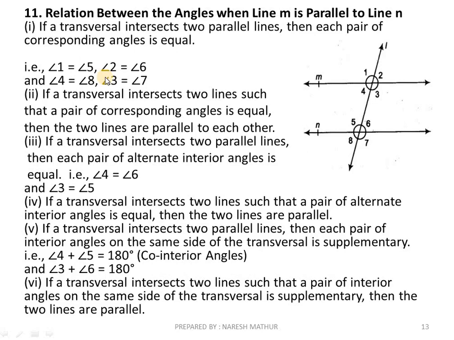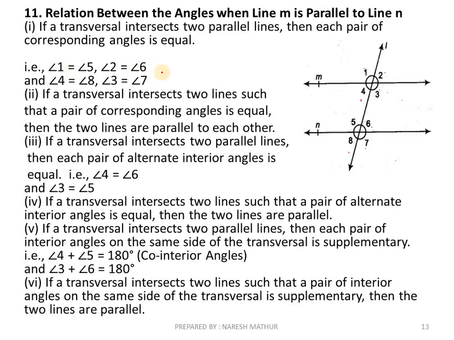Alright, now if M and N are parallel, then the corresponding angles will be equal, and alternate interior angles will be equal. And the sum of co-interior angles will be 180 degrees, that is 4 and 5, and 3 plus 6, the sum of these angles will be 180 degrees. Vertically opposite angles 1 and 3, 2 and 4 will be equal. Corresponding angles 1 and 5, 2 and 6, 4 and 8, and 3 and 7 are also equal.